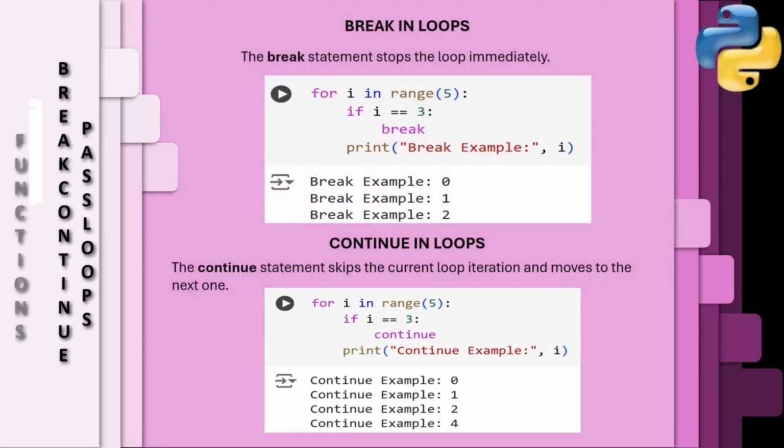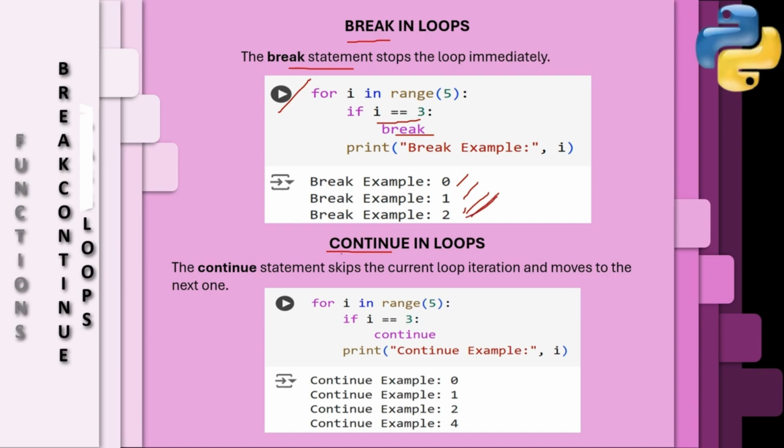Python provides loop control statements to alter the flow of loops. They are break and continue. Break statement stops the loop immediately and exits the loop permanently. As we can see in this example, if i is equal to 3, then this break statement will execute. After printing 0, 1 and 2, as this condition is met, this break will stop the loop immediately and exit the loop. So we cannot see the break example 3 and 4 being printed in the console.